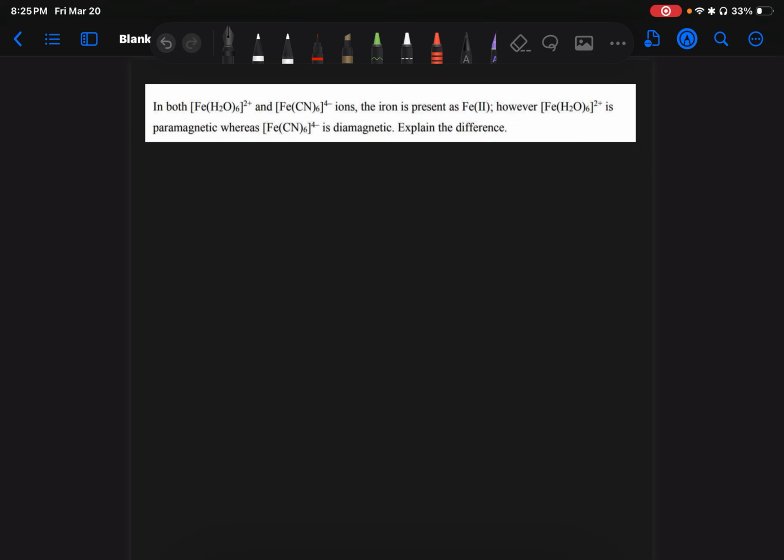So, this question is asking the difference between paramagnetism and diamagnetism. I am pronouncing those words really wrong. Between two ions. Both of these ions have a metal charge of 2 plus, and I was just asking why is one of them paramagnetic and why is the other diamagnetic.